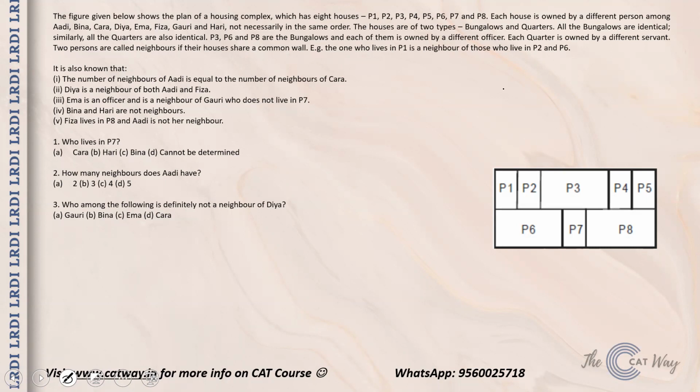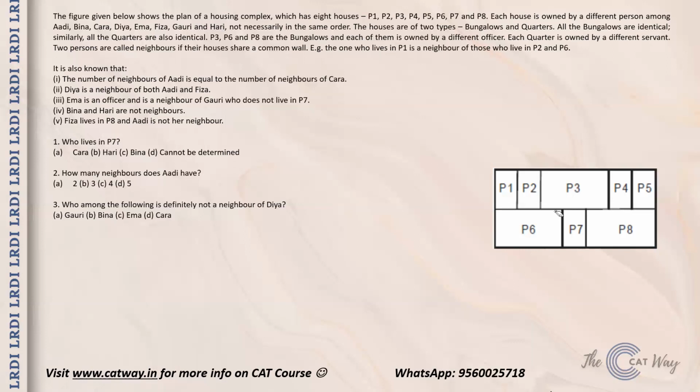Now, two people are called neighbors if their houses share a common wall. Example, the one who lives in P1 is a neighbor of the people who live in P2 and P6, right? So it's not necessary to share the entire wall. Even if P6's wall is this much, but P1 is only sharing up till here, still he will be considered a neighbor.